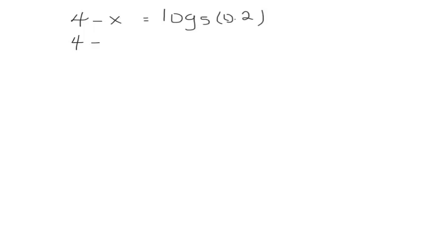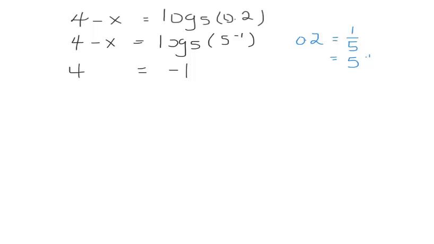So this leaves us with 4 minus x is equivalent to log base 5 of 0.2. Let's go ahead and try to simplify the right-hand side a little bit. We notice that 0.2 is really 1 over 5, or 0.2 is 5 to the power of negative 1. So I'm going to rewrite this as log base 5 of 5 to the negative 1. And again, notice that we have log with base 5 followed by an exponential with base 5. Those actions are going to undo each other, and on the right-hand side we're going to be left with negative 1. So now we have a linear equation in x.